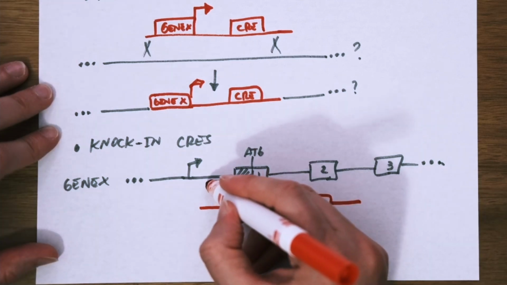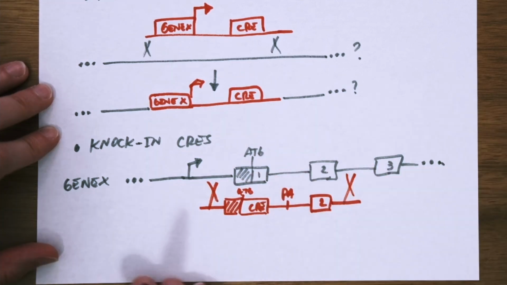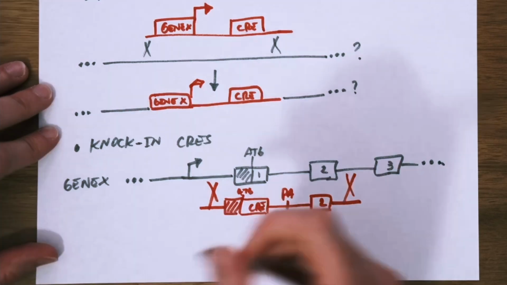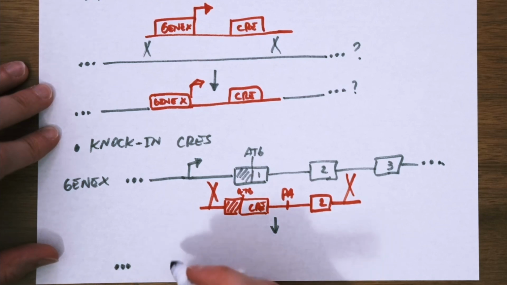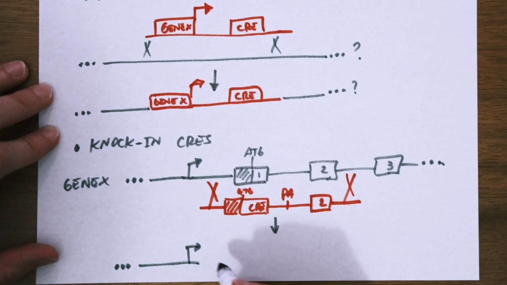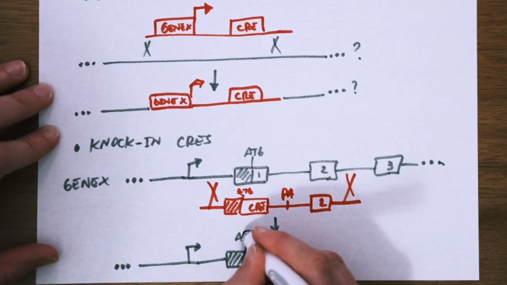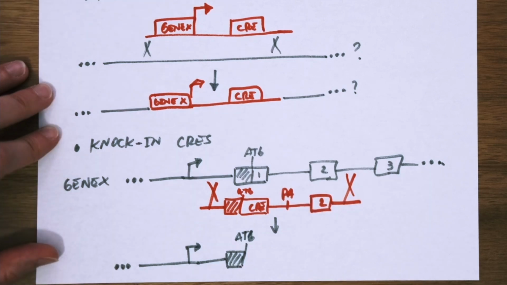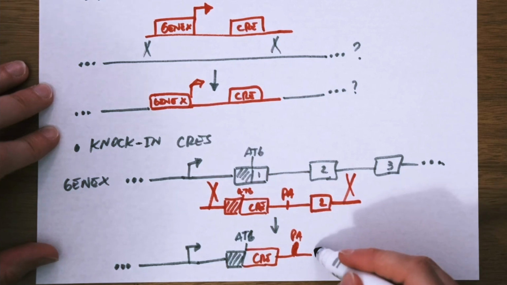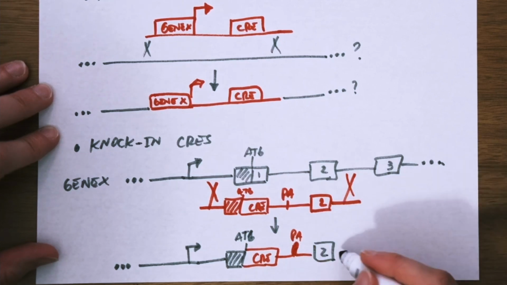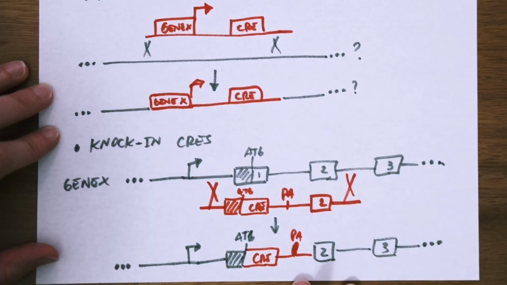And so this will be electroporated. There will be recombination here, and we will end up with this allele where we have in the locus of gene X, the promoter of gene X, and all other regulatory elements. Then the first non-coding part of the gene X, ATG, followed by the Cre recombinase, the poly-A signal, and then the rest of the gene here, given by exon 2, 3. That will not be expressed because we are going to put a polyadenylation signal over there.